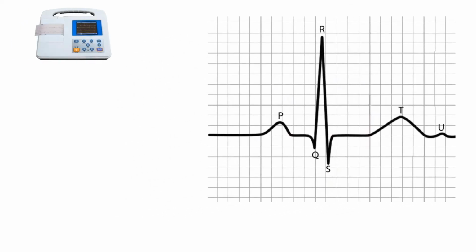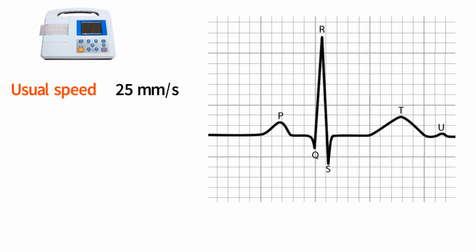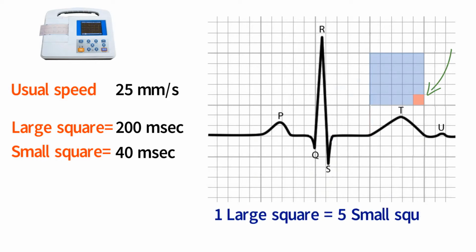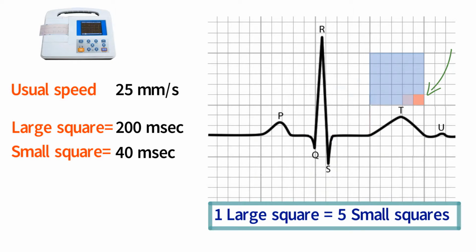When you set the ECG device to the normal speed, which is 25 millimeters per second, one large square will be equal to 200 milliseconds. This means that the small square will be equal to 40 milliseconds, because one large square constitutes about 5 small squares. So you divide 200 milliseconds by 5 and it will be 40 milliseconds, which is equal to one small square.